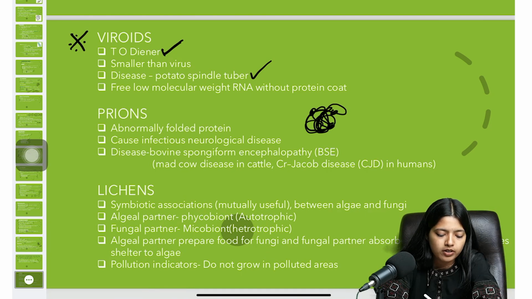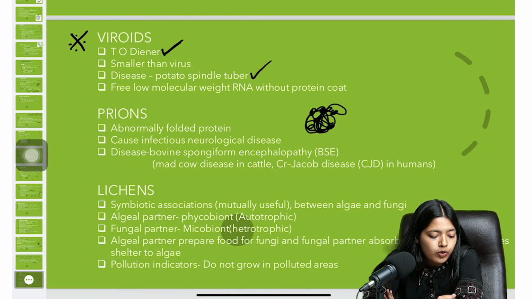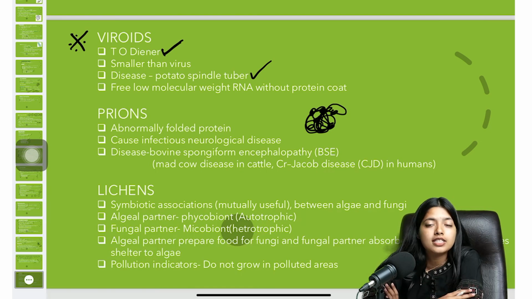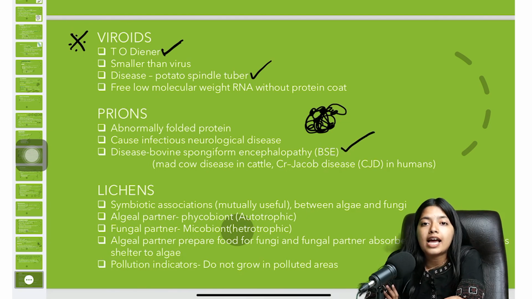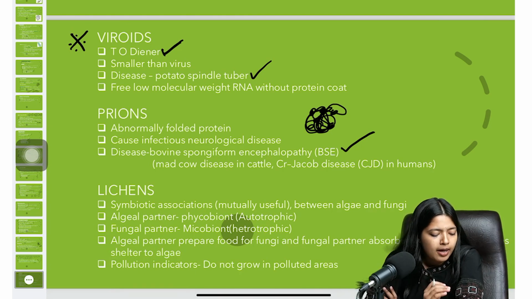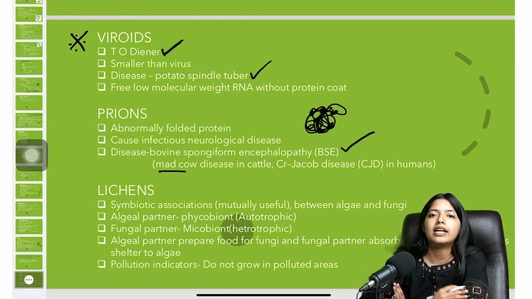Prions cause infectious neurological diseases. Even though it is just a protein, it can cause neurological diseases, such as bovine spongiform encephalopathy. This is mad cow disease in cattle. I know the term is a little bit big, but still, mad cow disease, that's easy, right?